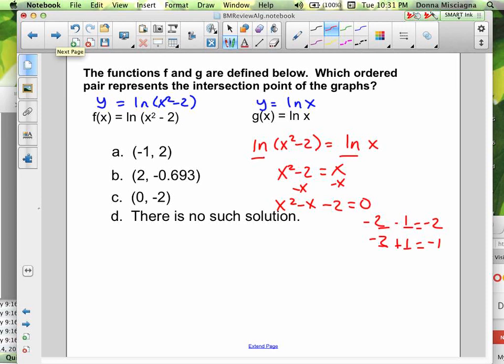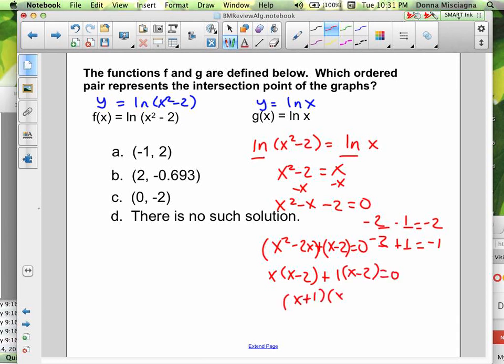All right, so that's going to be x squared minus 2x plus x minus 2 equals 0. First two become a group, second two become a group. Pull out the x and you have an x minus 2. Pull out a 1, x minus 2. And so this factored is x plus 1, x minus 2. And we have two solutions here: x equals negative 1 and x equals 2.